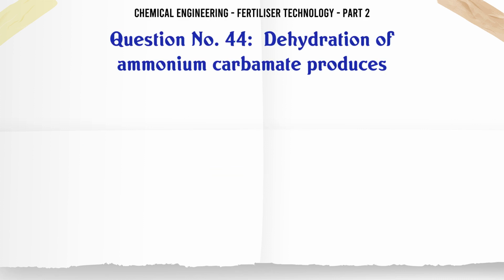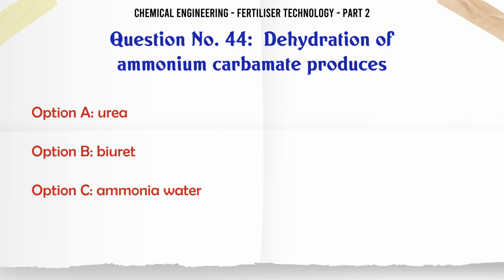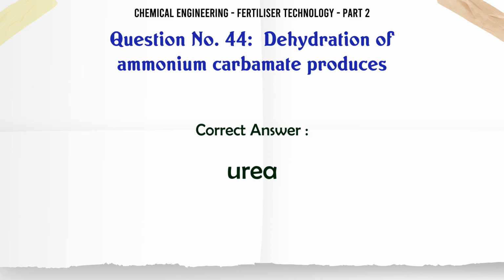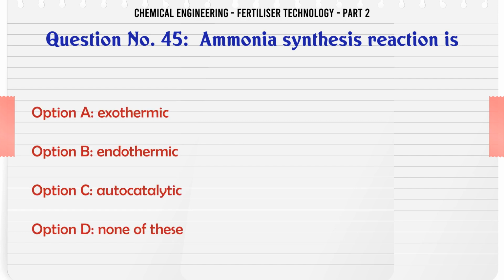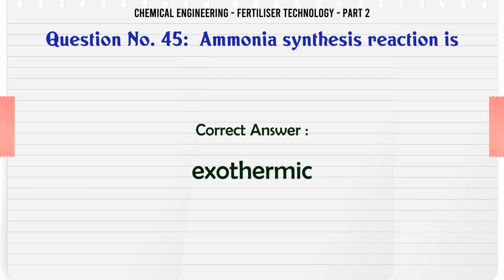Dehydration of ammonium carbamate produces A. urea. B. biuret. C. ammonia water. D. none of these. The correct answer is urea. Ammonia synthesis reaction is A. exothermic. B. endothermic. C. autocatalytic. D. none of these. The correct answer is exothermic.